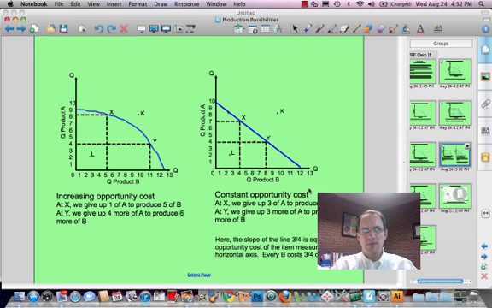Now, compare that to the straight line opportunity cost curve. At point X, we give up 3 of A, from 10 to 7, in order to produce 4 of B. Because it's a straight line, which means a constant slope, if we go to Y, we give up 3 more, 7 to 4, in order to get 4 more of B. So something important to remember is that when we have a straight line production possibilities curve, the slope of the line, in this case 3/4, is equal to the opportunity cost of the item measured on the horizontal axis, so in this case, B. So every B costs us 3/4 of A. Pretty straightforward, good explanations of this in the book.